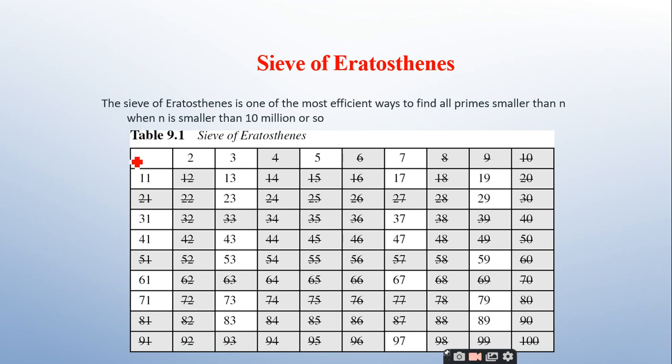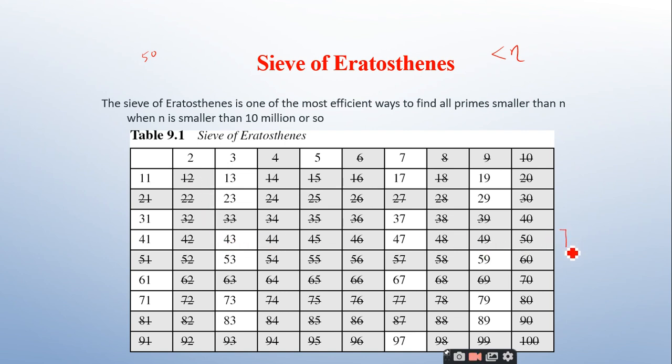So it is one of the most efficient ways to find all the primes that are smaller than n. For example, if somebody asked you to find the number of primes, or to find the primes that are less than 50, what you will do is put a table like this, and list out all the numbers starting from 2 up to the number which the user has asked.